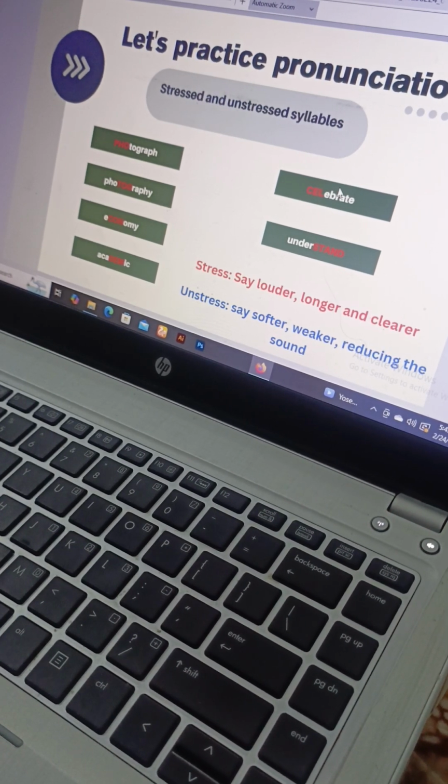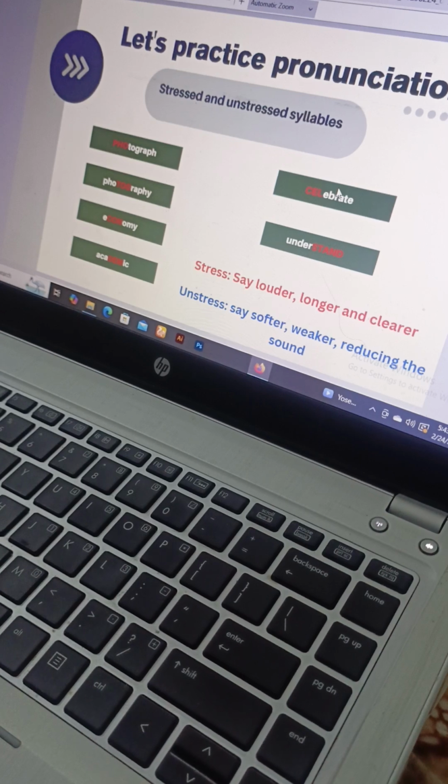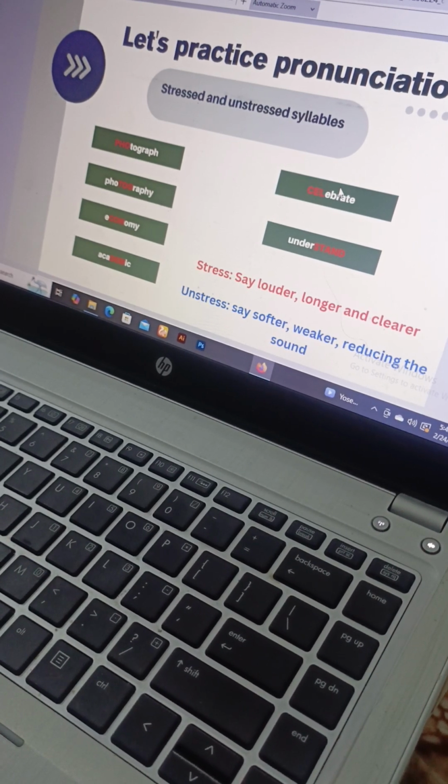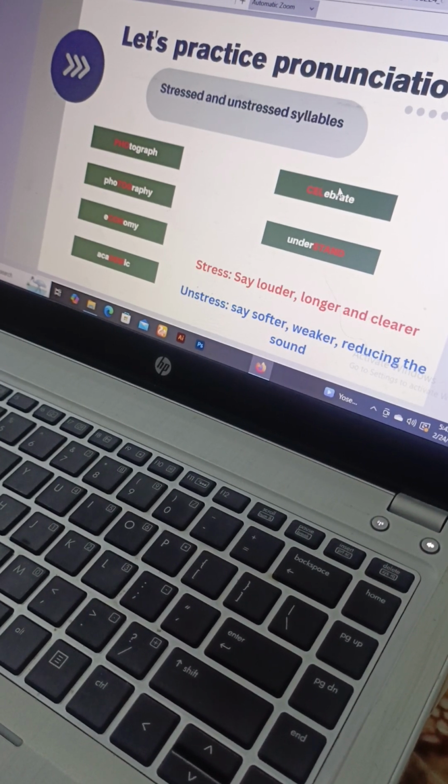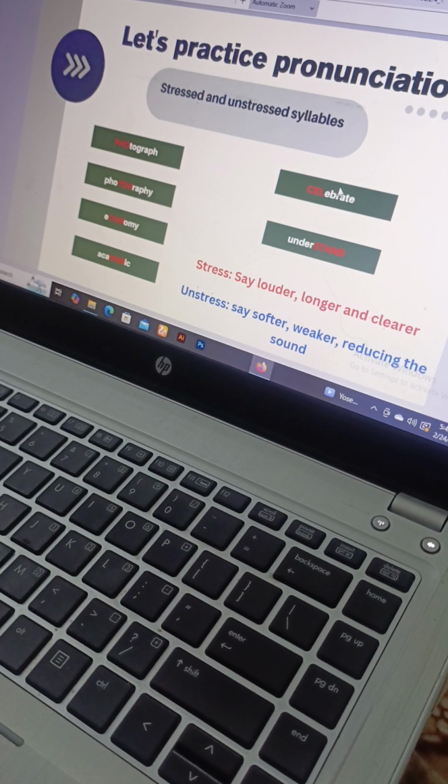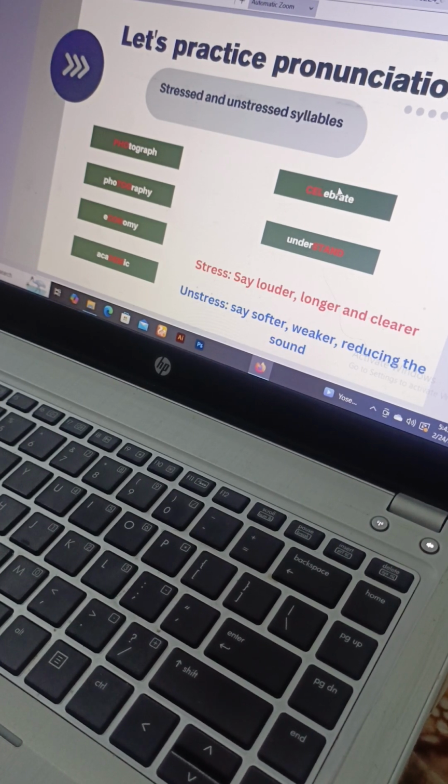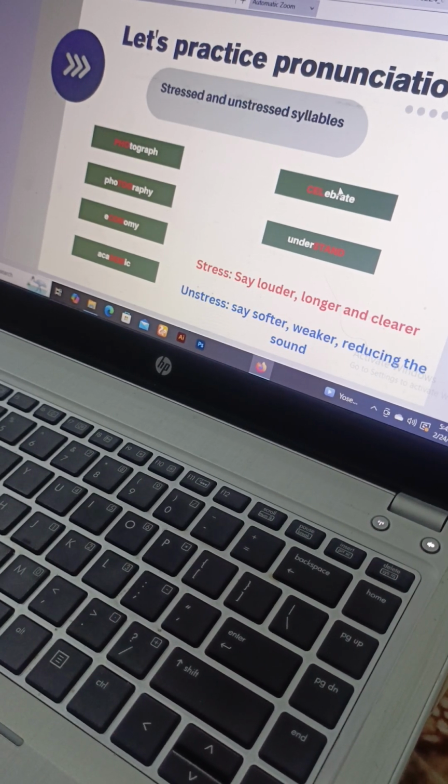Whatever I made red means you have to apply stress there. The other white color means unstressing it. Now let's see this one. Photography. Tog is stressed here. That's why you can hear it louder, clearer, and longer as compared to other sounds, right? Photography. Can you say that? Photography?